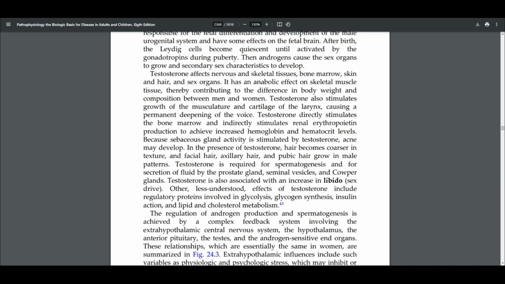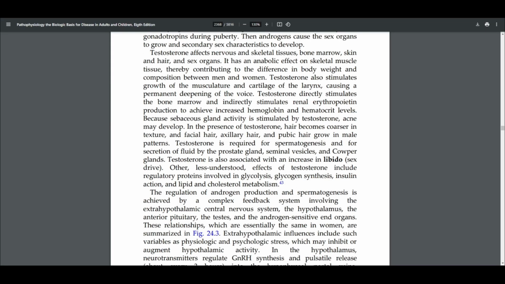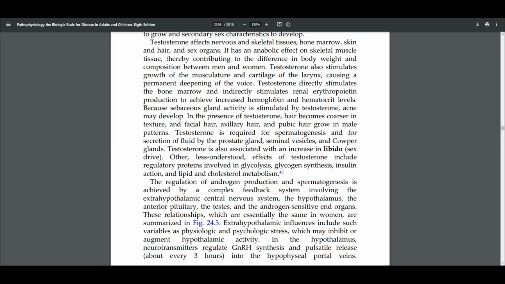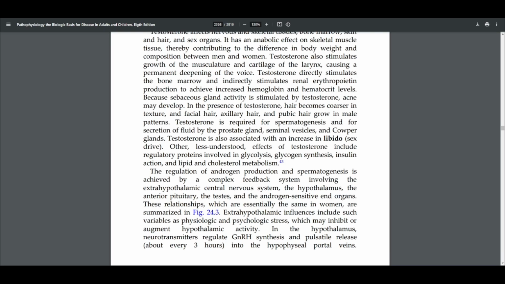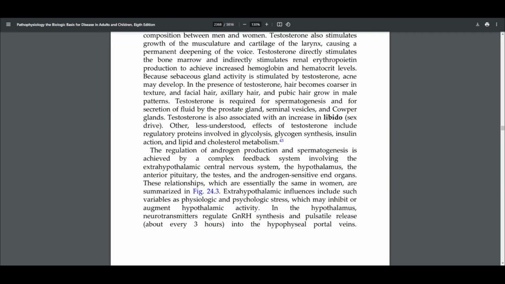Because sebaceous gland activity is stimulated by testosterone, acne may develop. In the presence of testosterone, hair becomes coarser in texture, and facial hair, axillary hair, and pubic hair grow in male patterns. Testosterone is required for spermatogenesis and for the secretion of fluid by the prostate gland, seminal vesicles, and Cowper glands. Testosterone is also associated with an increase in libido.